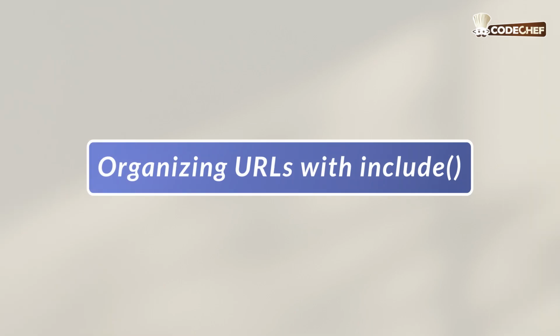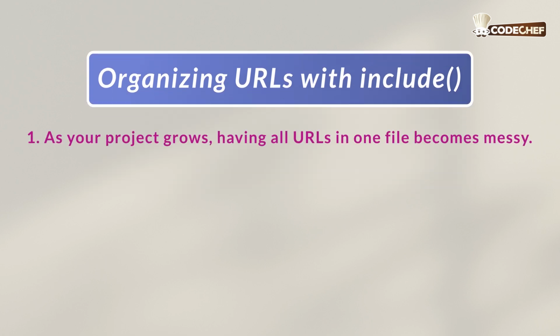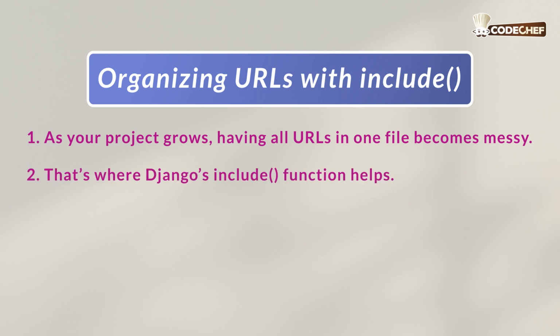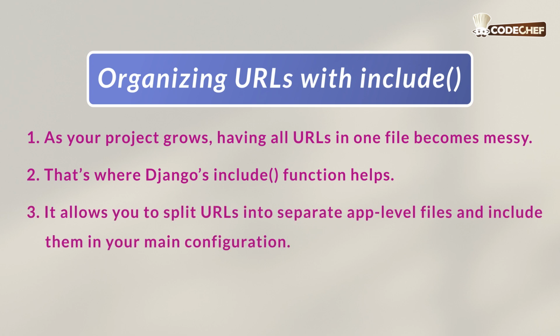Alright, now let's discuss organizing URLs with the include function. As your project grows, having all URLs in one file becomes messy, like we saw in the previous example where we had the URLs in the urls.py file of the project. That is where Django's include function helps. It allows you to split URLs into separate app level files and include them in your main configuration.